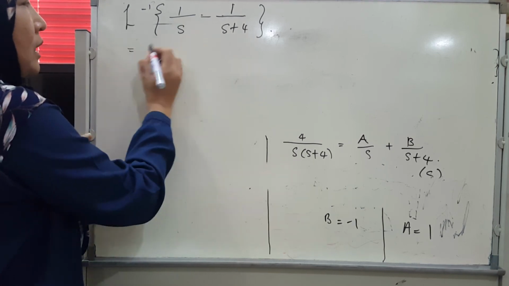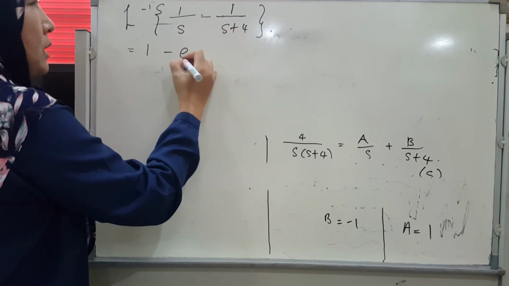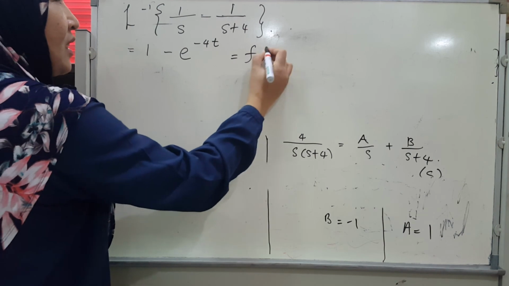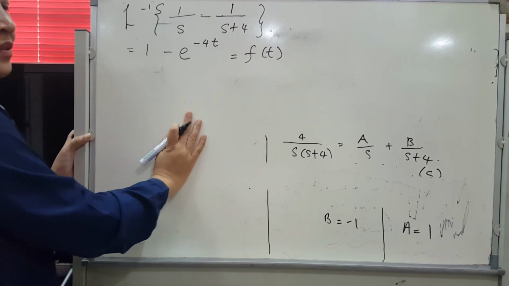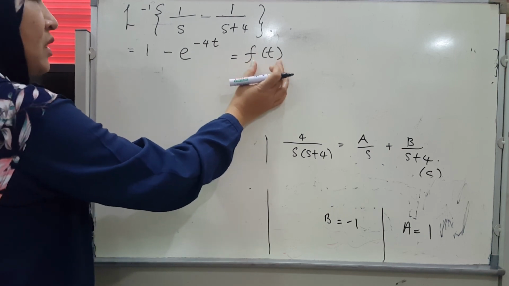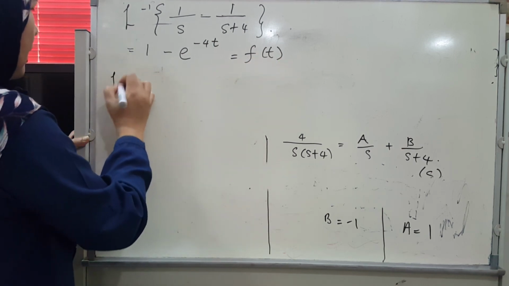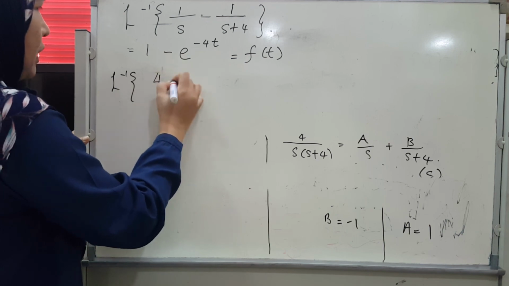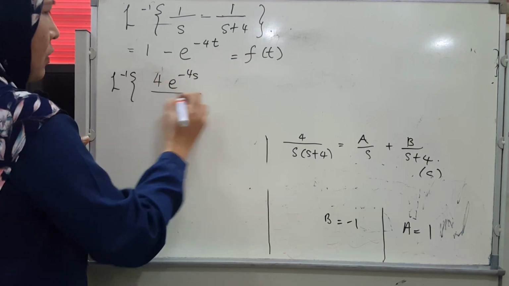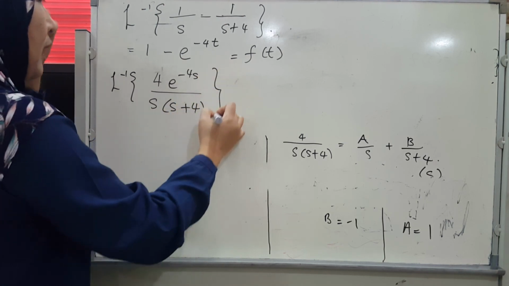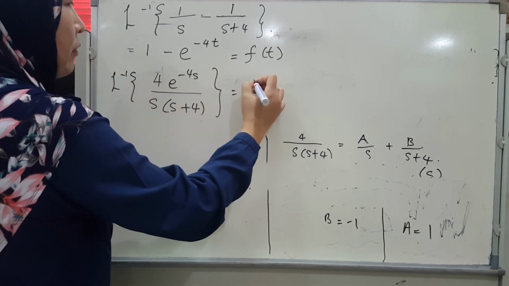So the inverse of 1 over s is 1. The inverse of 1 over s plus 4 is e to the negative 4t. So this is our f(t) just now. Okay. So this is f(t). So what is our question now? The inverse Laplace of 4e to the negative 4s over s plus 4, right? So just now we have f.